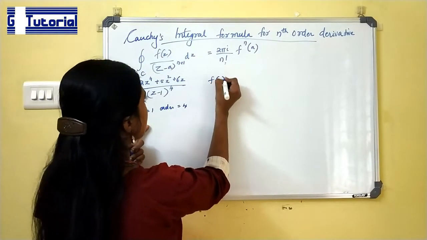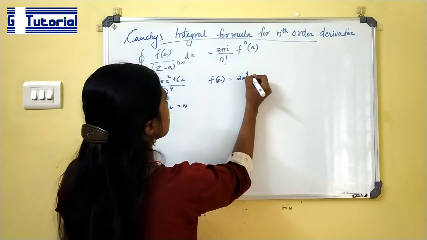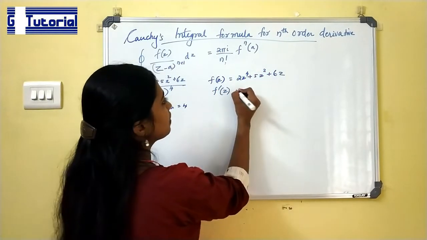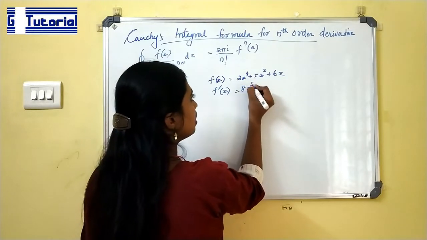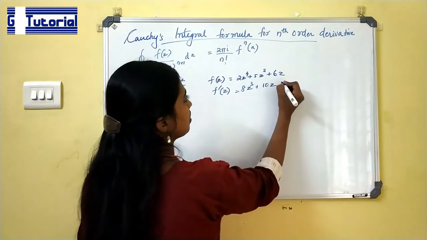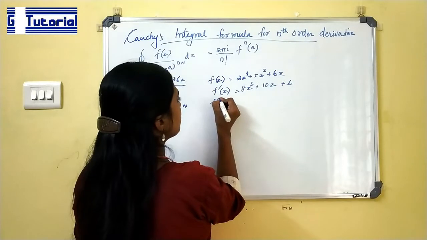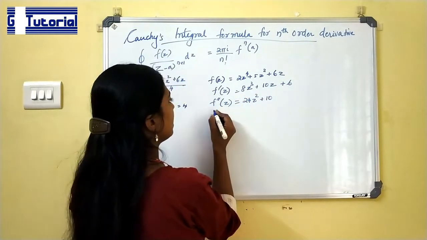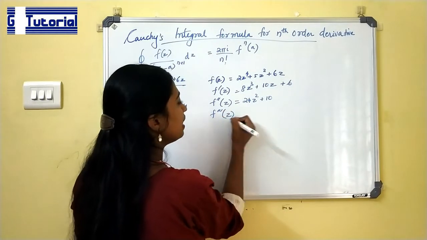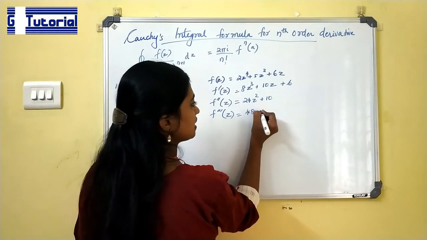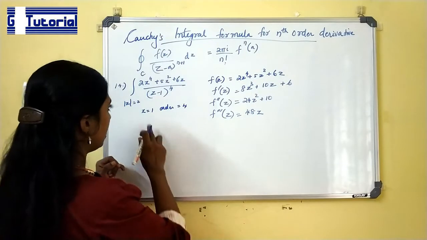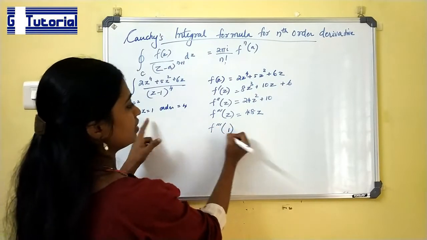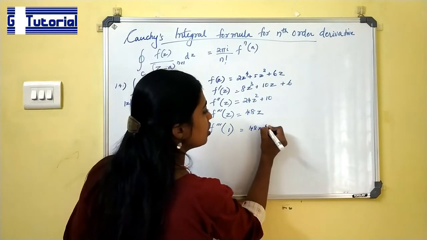Here f of z is given as 2z raised to 4 plus 5z square plus 6z. f dash of z will be 8z cube plus 10z plus 6. And f double dash is 24z square plus 10. And f triple dash of z will be 48z. We have to find f triple dash of a. Here a is 1. So 48 into 1 is 48.